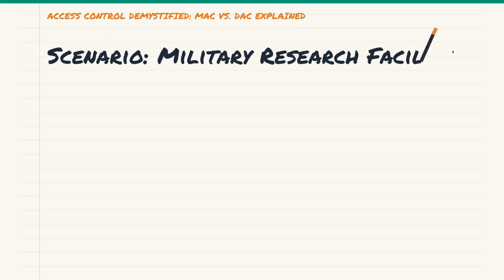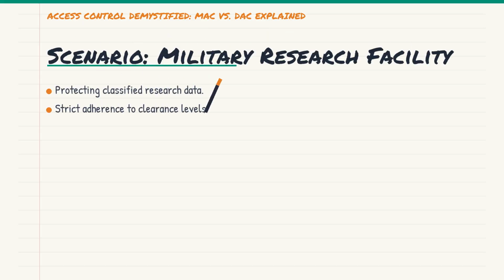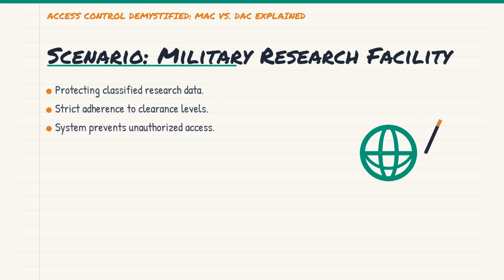Let's put MAC into context. Picture a top-secret military research facility. They're developing advanced technology, and the information must be protected at all costs. Here, MAC is essential. A scientist working on Project X needs secret clearance for specific data. The system ensures they can only access files labeled secret or confidential, and definitely not anything labeled top secret unless they have the explicit clearance. The data owner can't just decide to share it with anyone. The system's labels are the ultimate authority.